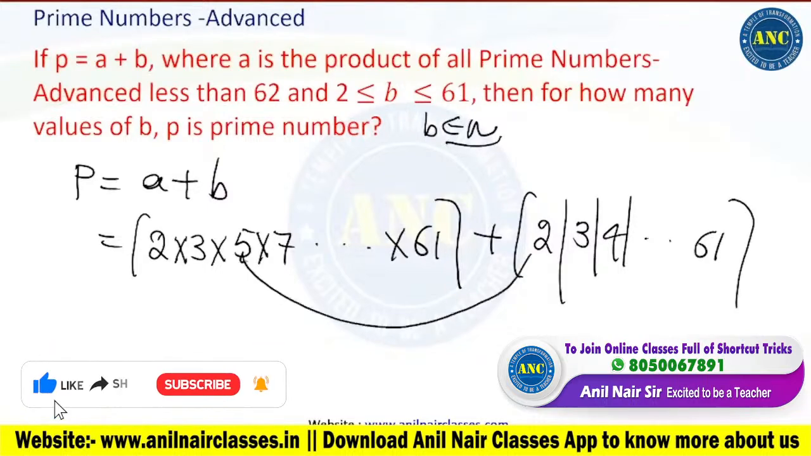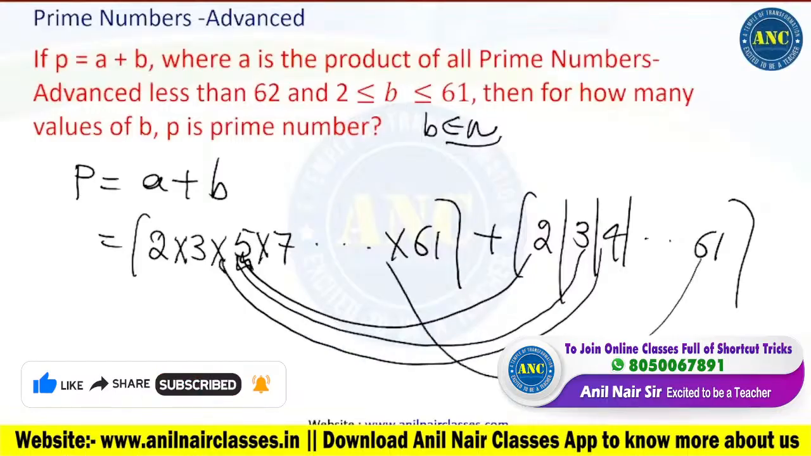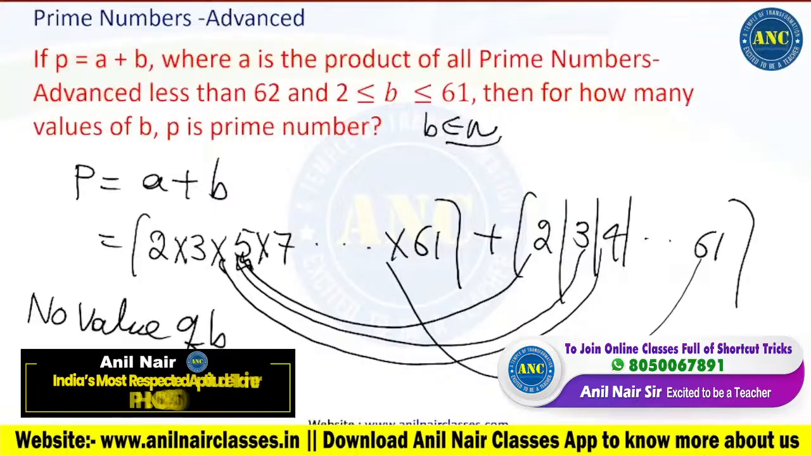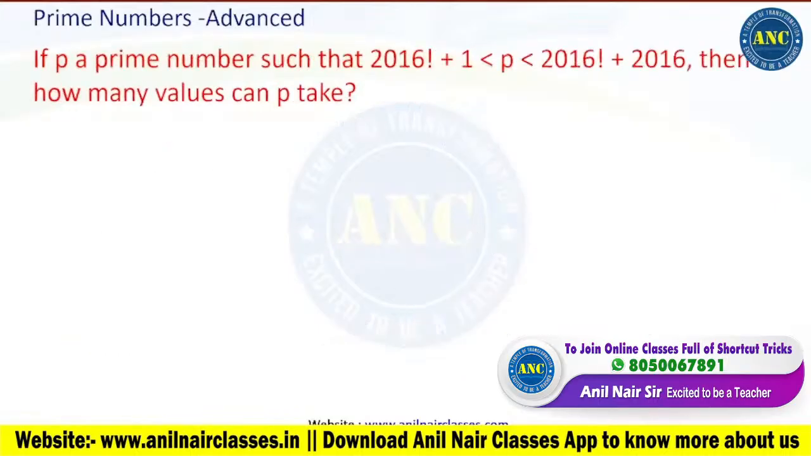2 is a part of this number. 3 is a part of this number. A factor of 4 is a part of this number. 61 is a part of this number. No value of B satisfies this equation. These are the various models we are looking at in prime numbers.